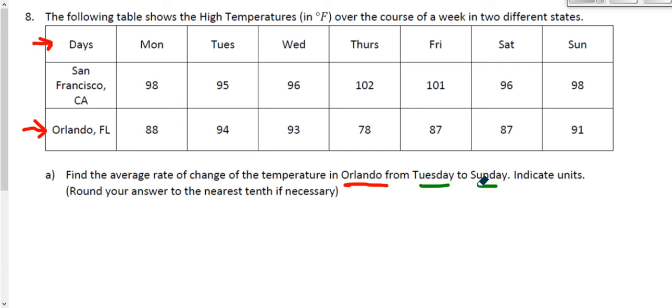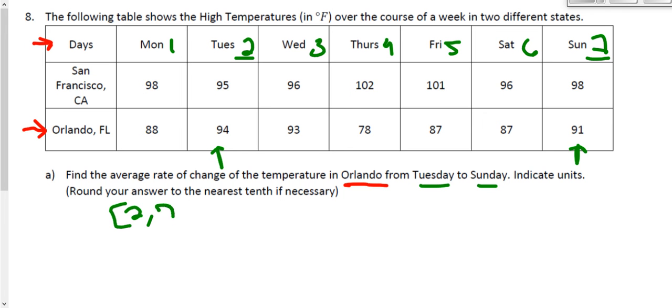So what I can do is just number the days of my week. Monday is the first day of the week. Tuesday is 2, Wednesday is 3, 4, 5, 6, and 7. So my job is to figure out the rate of change from Tuesday to Sunday. So that's here to here, from 2 to 7. So my interval is from 2 to 7, the second day to the 7th day. That means that 2, Tuesday, is my A value, and 7, Sunday, is my B value.